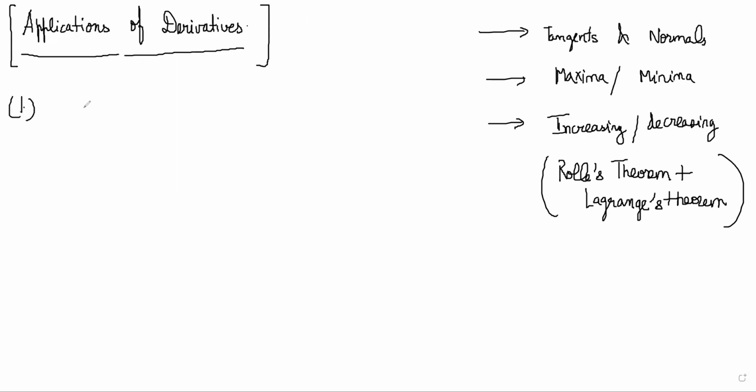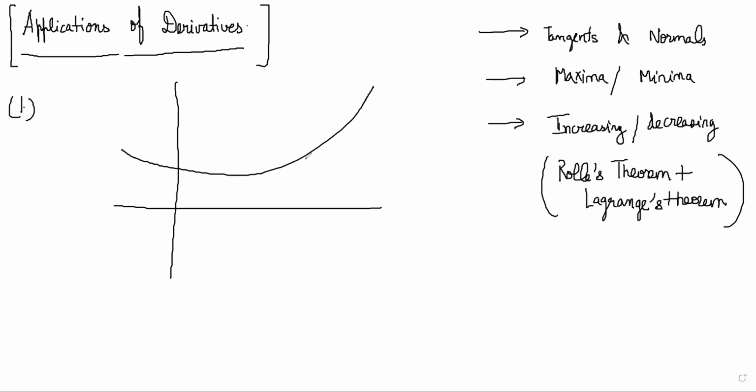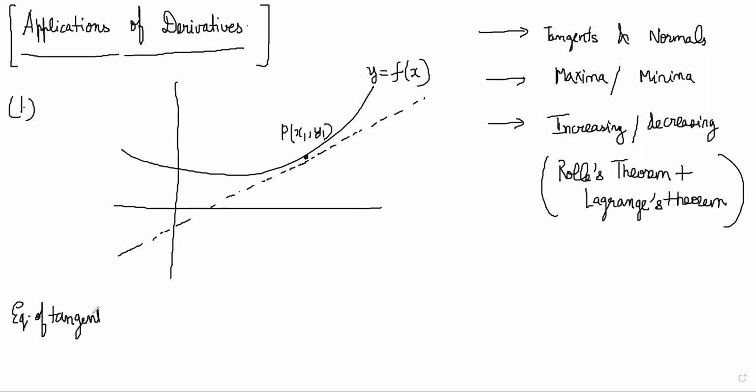The first thing that we'll look at is tangents and normals. So if you have any curve, then this is a point, let's say P, x1, y1, and this is y is equal to f(x), then we know that the derivative actually means the slope of the tangent at this point, right? So the equation of tangent at P would simply be y minus y1 is equal to dy by dx evaluated at (x1, y1) multiplied by x minus x1, right?